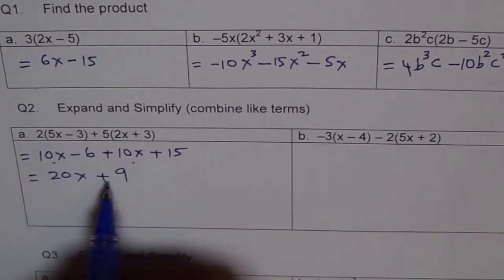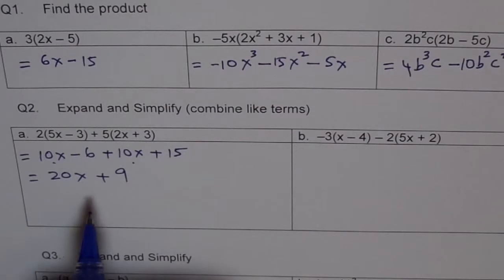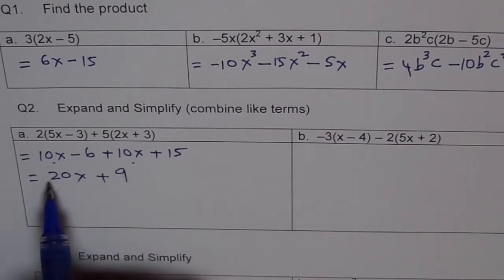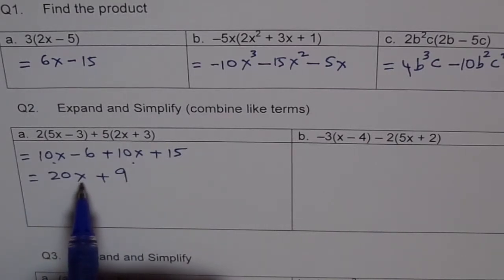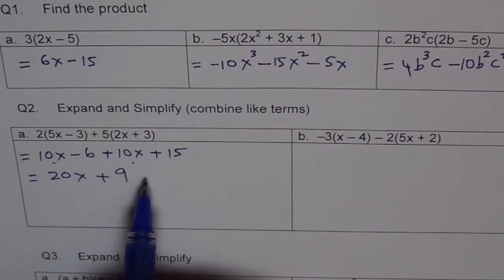So you get 20x plus 9. Now, the answer could have been written as 9 plus 20x. But generally, we write polynomials with the highest degree of x first and then in decreasing order of the degree. It's always better to write in that form, right?